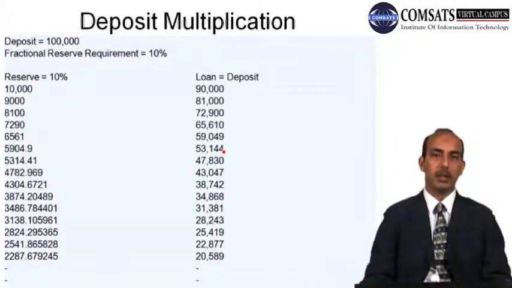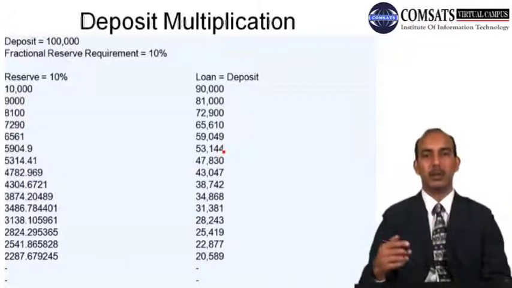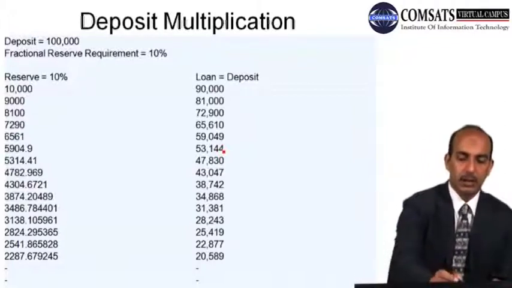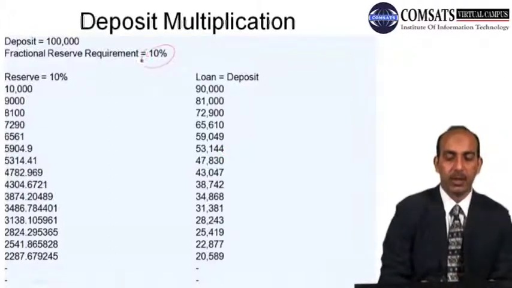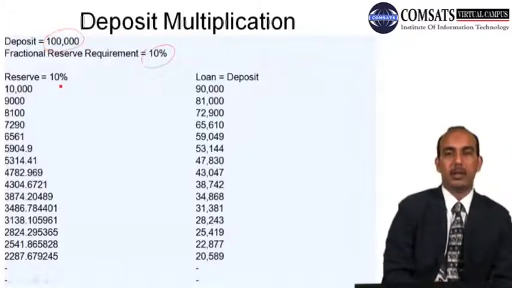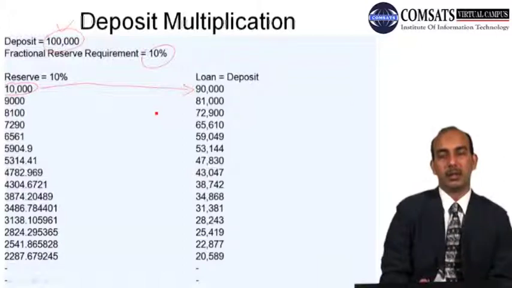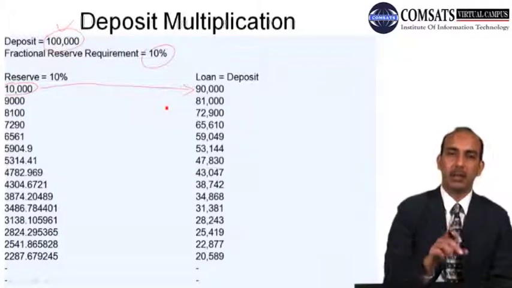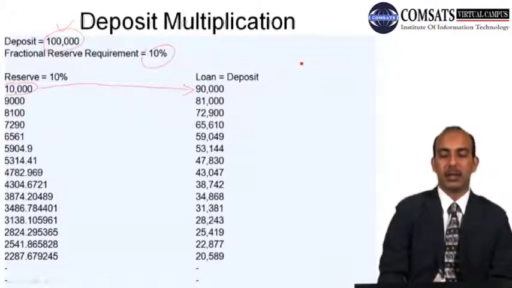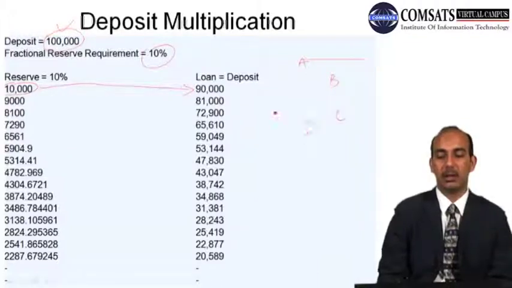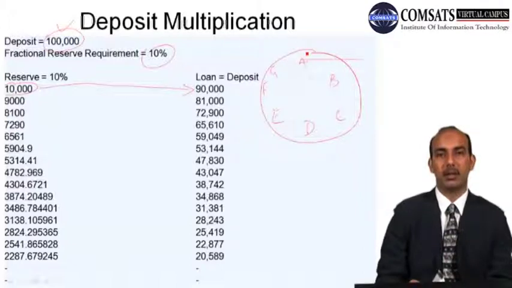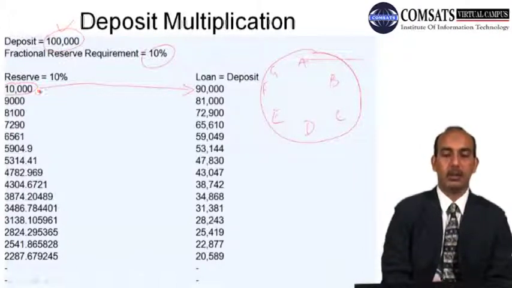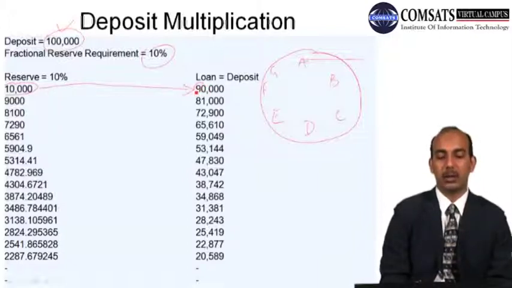In this example, we will see how a deposit of 100,000 converts into different amounts. Initially, the fractional reserve requirement is 10%, and the deposit is 100,000. When the bank receives this deposit, it will keep 10,000, that is 10% of it, and the remaining 90% will be forwarded as loan. That 90,000 will again become a deposit of the bank. We assume that there are many banks, for example A, B, C, D, E, F, G, so we can take the whole banking system as one bank. What would it mean? That a person who got a loan from bank A deposits that loan into bank B.